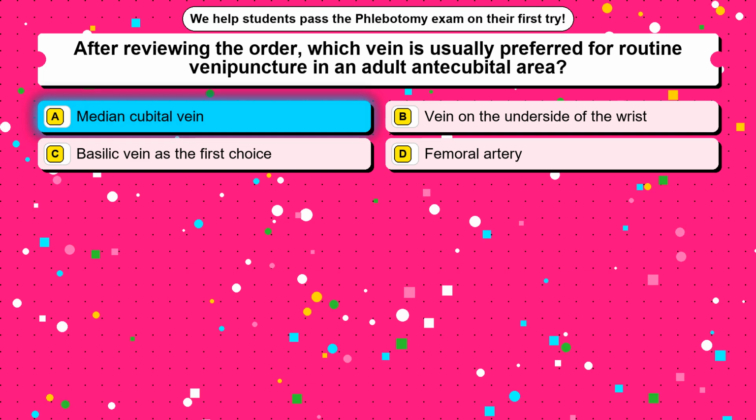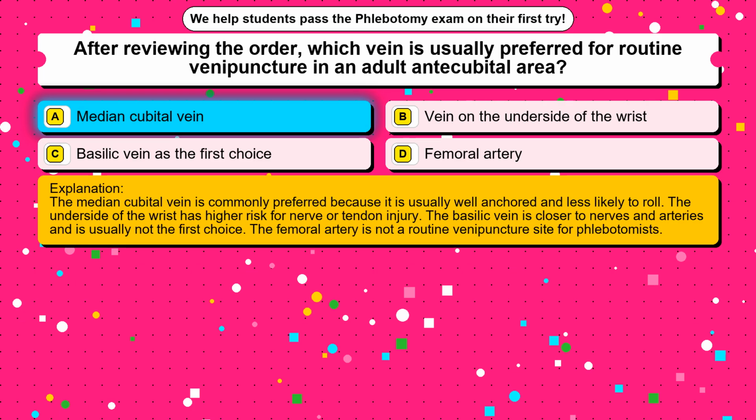Median cubital vein. The median cubital vein is commonly preferred because it is usually well anchored and less likely to roll. The underside of the wrist has higher risk for nerve or tendon injury. The basilic vein is closer to nerves and arteries and is usually not the first choice. The femoral artery is not a routine venipuncture site for phlebotomists.